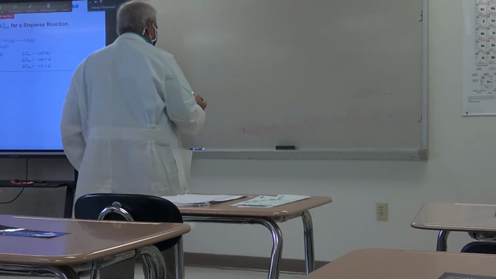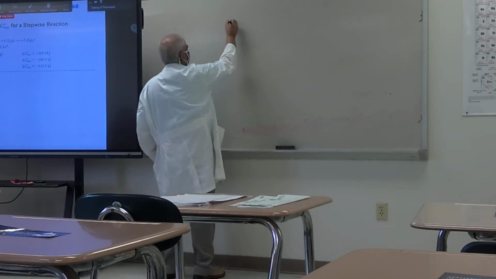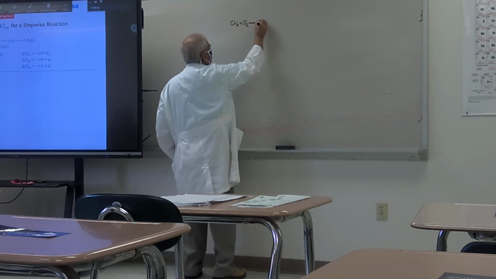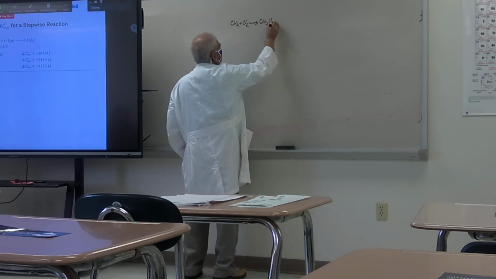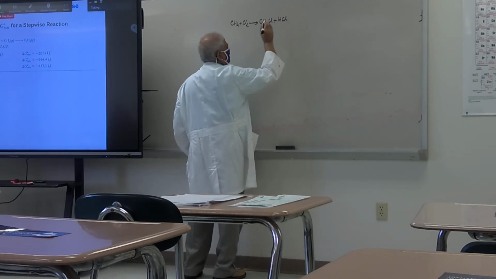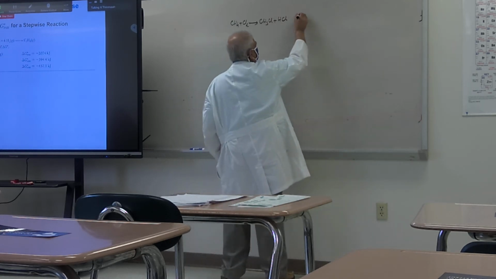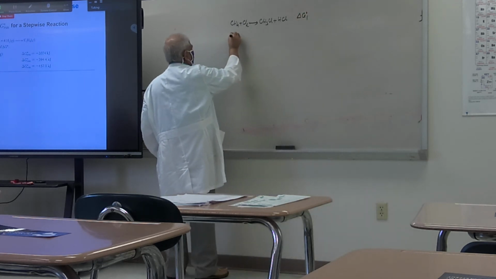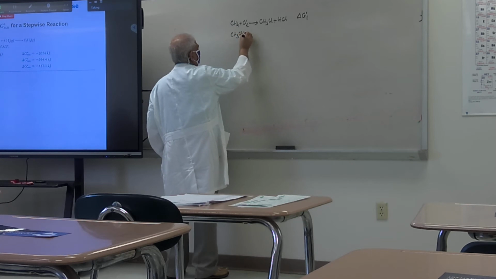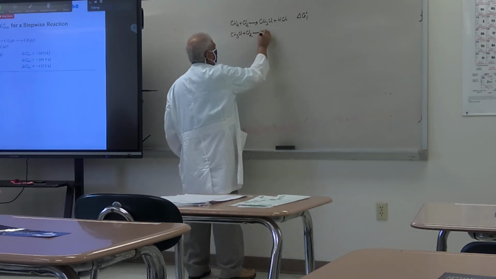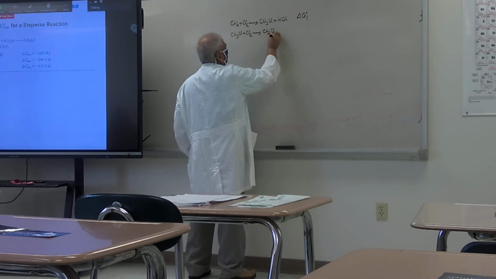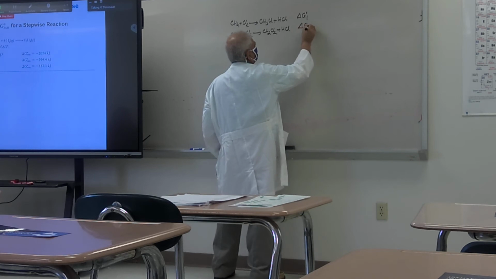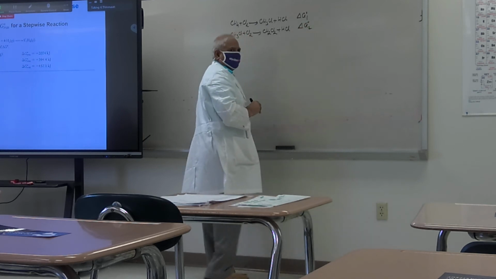Okay, example, say I am just giving you this example. So this is the first step. I'm going to say this is delta G01, first step. This is the second step, the Gibbs free energy change for the second step is that.